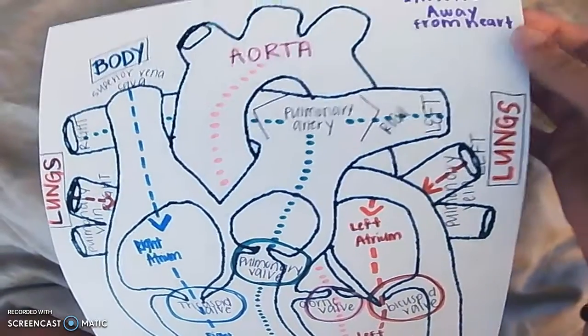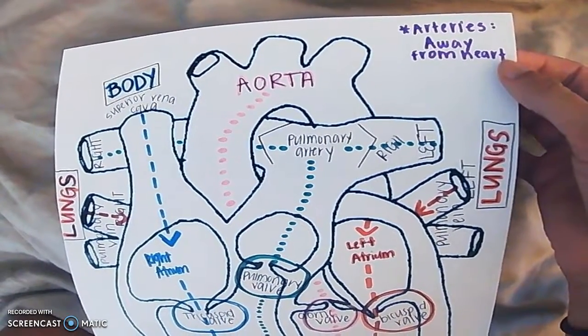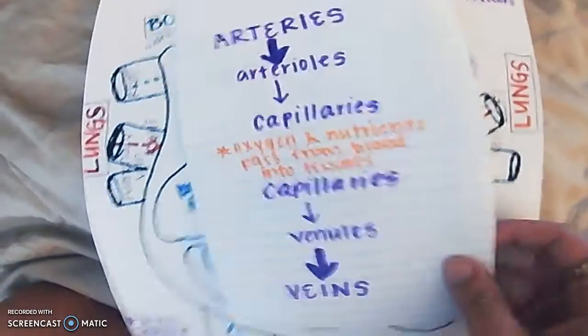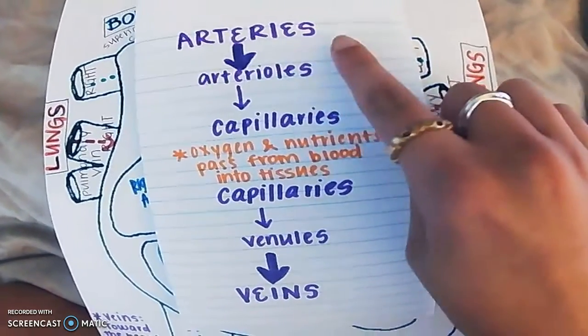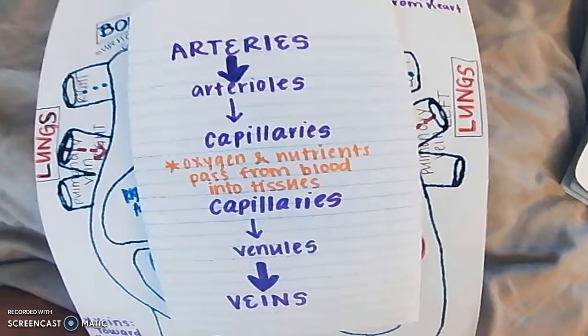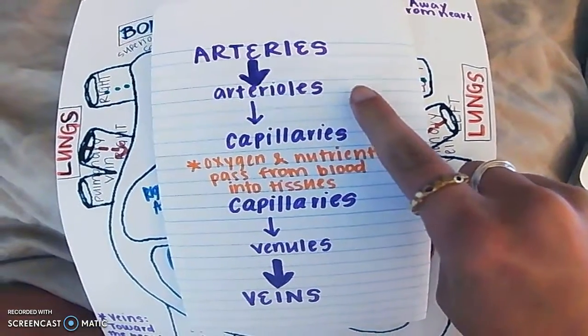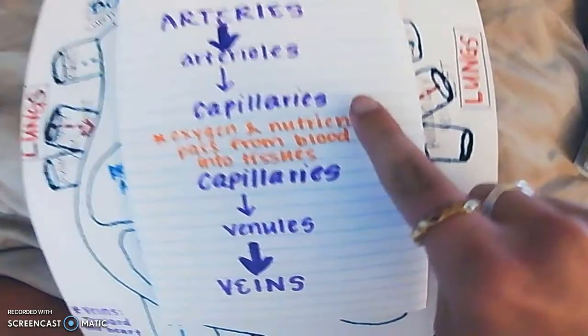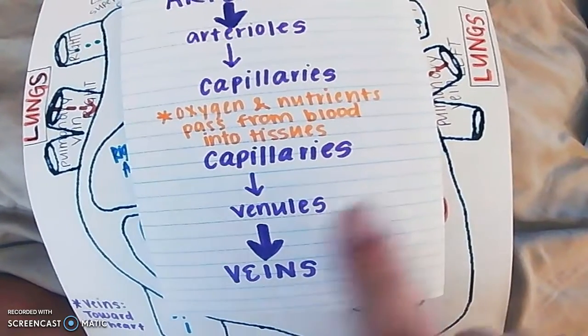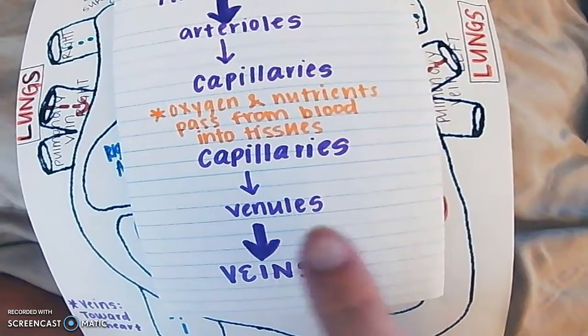As we can see here, arteries go away from the heart, so let's take a further look at arteries. Arteries are the biggest form, and then if you go into a smaller vessel, they are known as arterioles, and then even smaller, we have capillaries. Capillaries exchange oxygen and nutrients as blood passes into tissues.